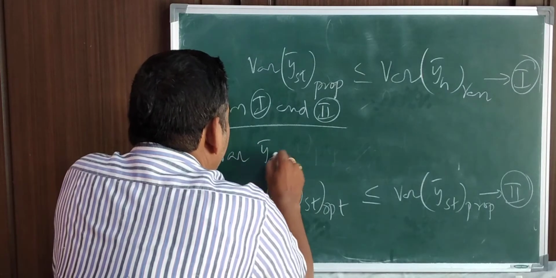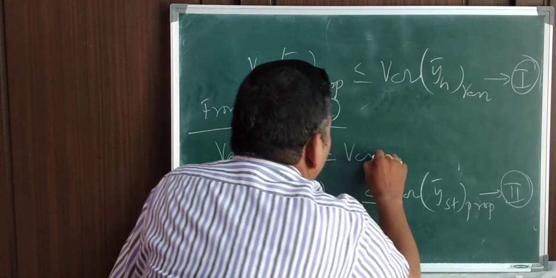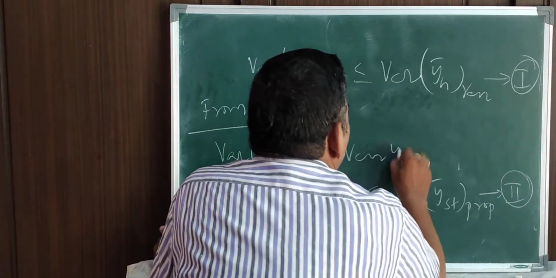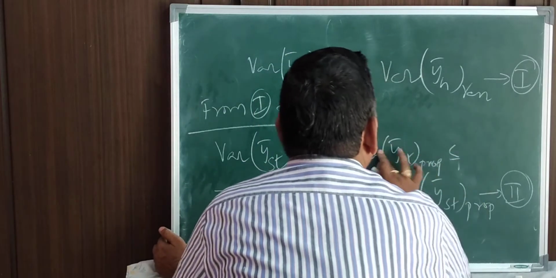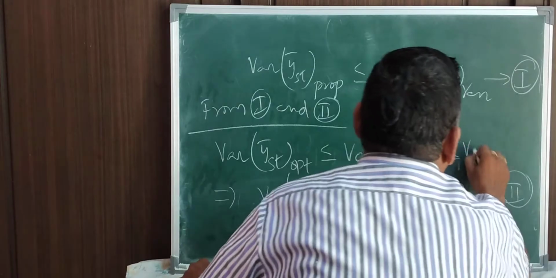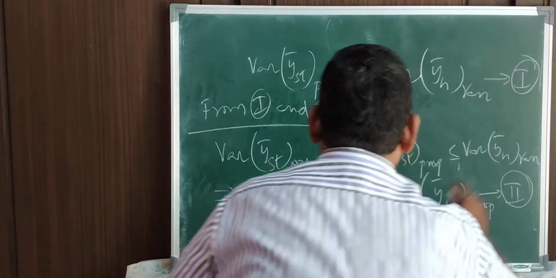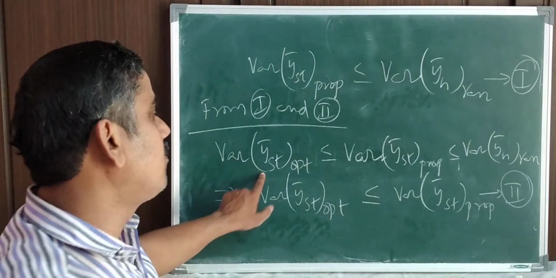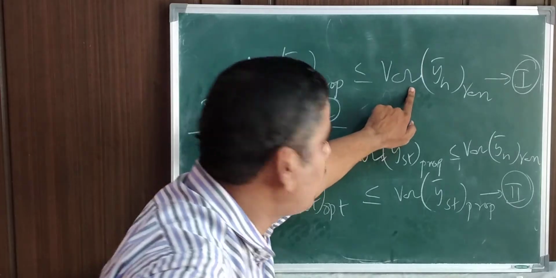The variance of y bar st optimum is always less than or equal to the variance of y bar st proportional, which is always less than or equal to the variance of y bar n random. So this is the result we have to prove. The variance of optimum is less than or equal to variance of y bar st proportion, which is less than or equal to variance of y bar n random.